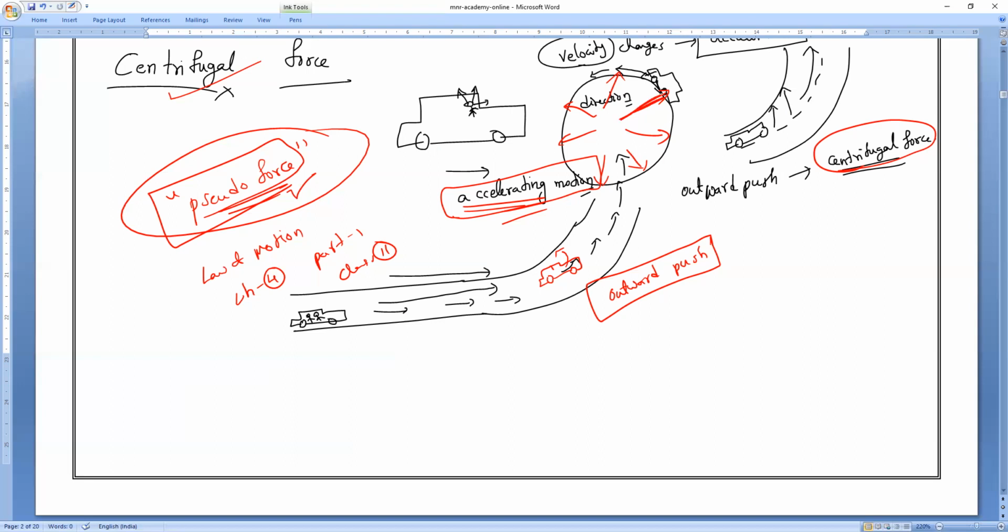This force is equal and opposite in direction to the force which is acting towards the center. What do we call the force acting towards the center? We call it centripetal force. So this force is equal and opposite in direction to the centripetal force.